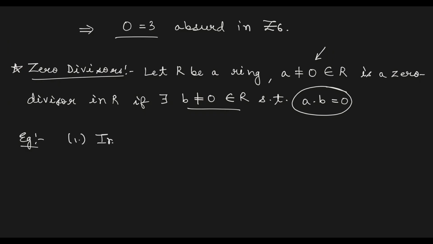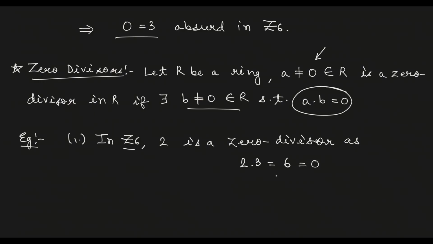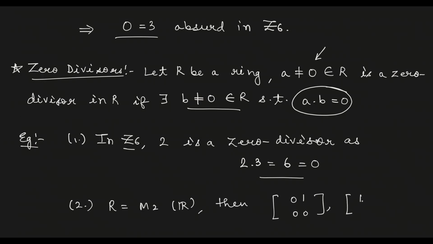in Z6, 2 is a zero divisor, as 2 into 3 is 6, modulo 6, it will be 0. Second, in M2(R), the matrices 0, 1, 0, 0 and 1, 0, 0, 0 are zero divisors.